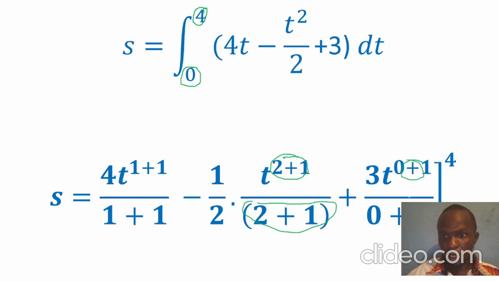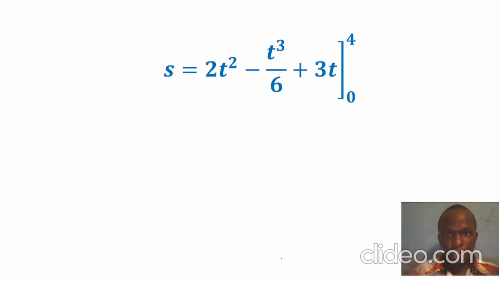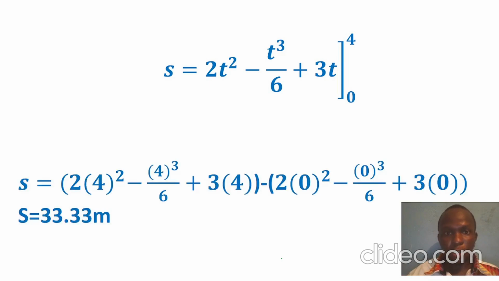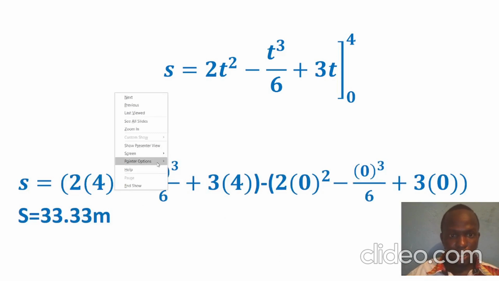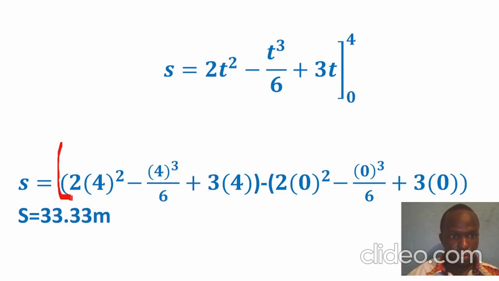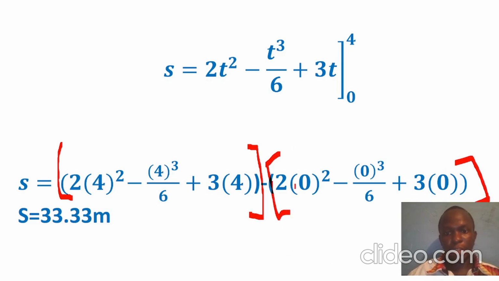Because it's a definite integral, you'll have to do the substitutions like I had highlighted earlier. Maybe if I can highlight it once again. We have the first bracket, then we have the second bracket. So you get the difference between the upper limit substitutions minus the lower limit substitutions, and the answer is 3.33 meters.